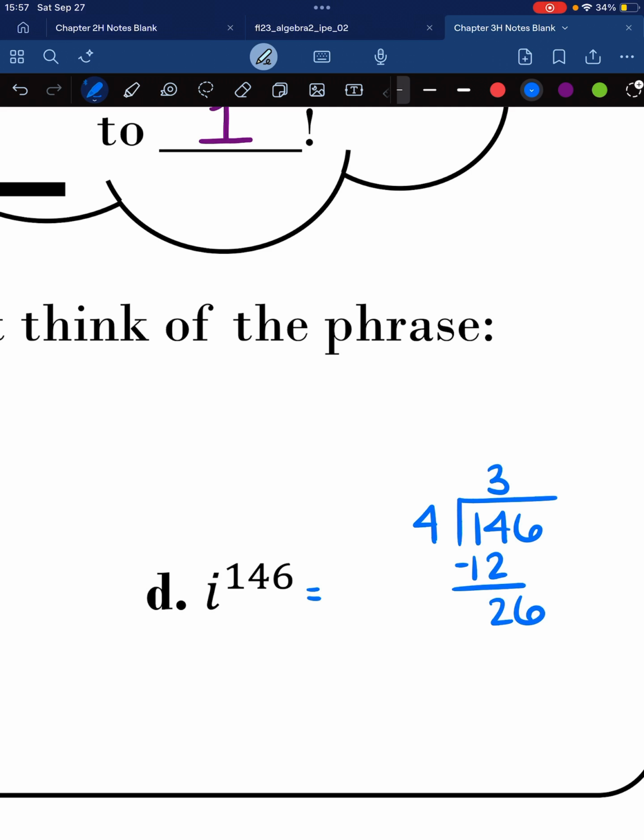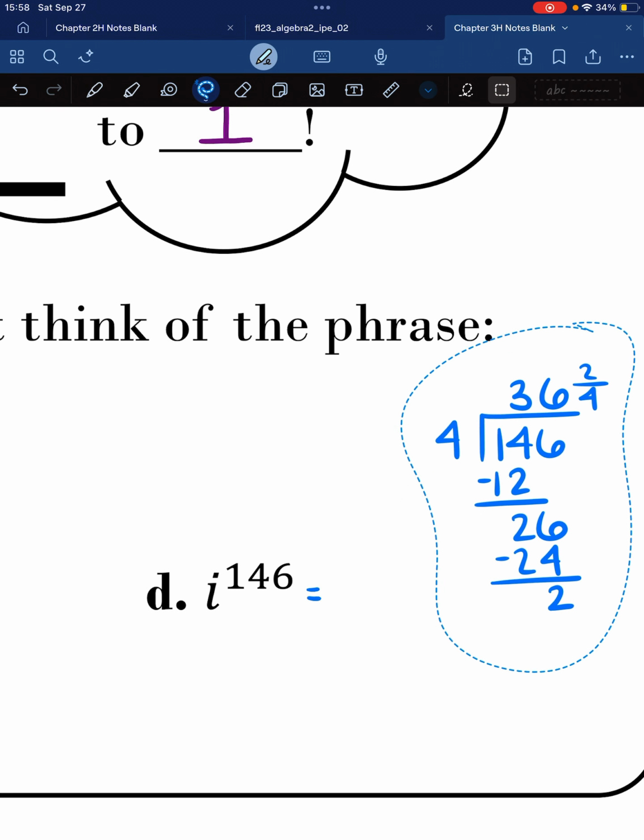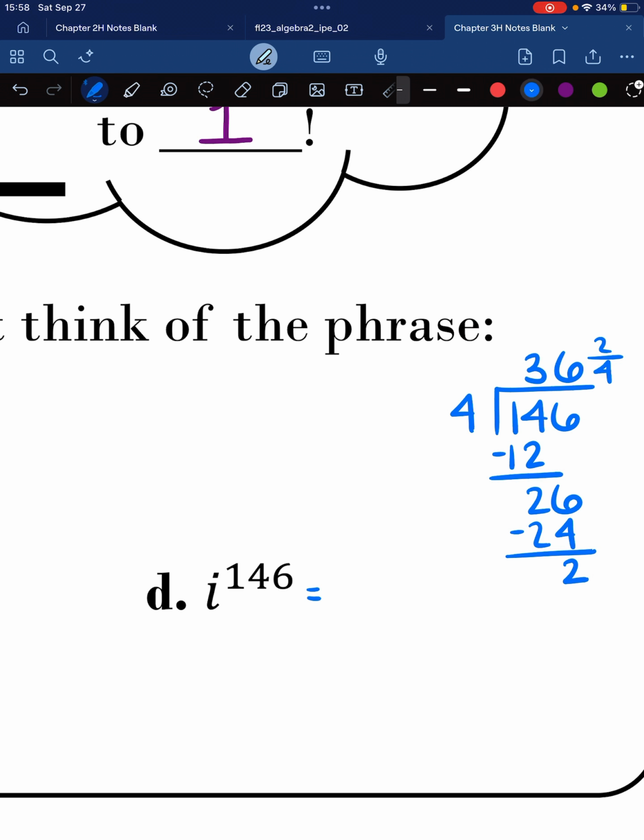Okay, 4 does not go into 26, so I know that this is not a multiple of 4. So let's see, 6 is going to be the closest. And I have 2/4 left over. Okay, so I'm going to go ahead and move this off. I'm not going to erase it because, again, I told you it's important for us to remember long division. But let's move that out of the way.